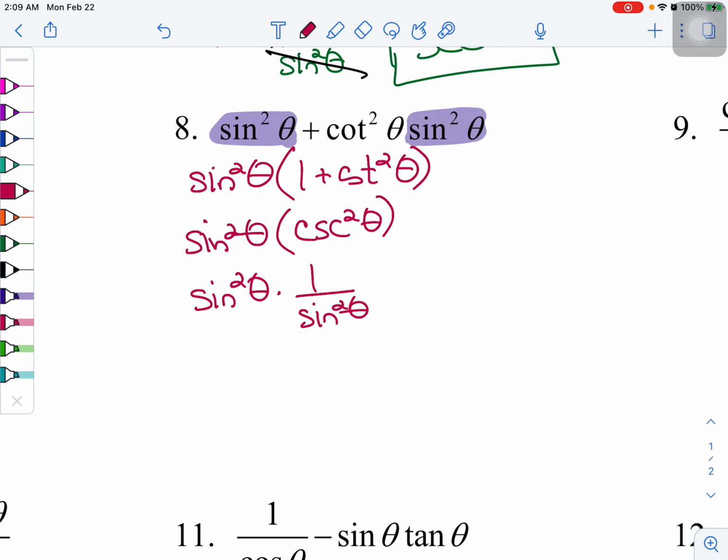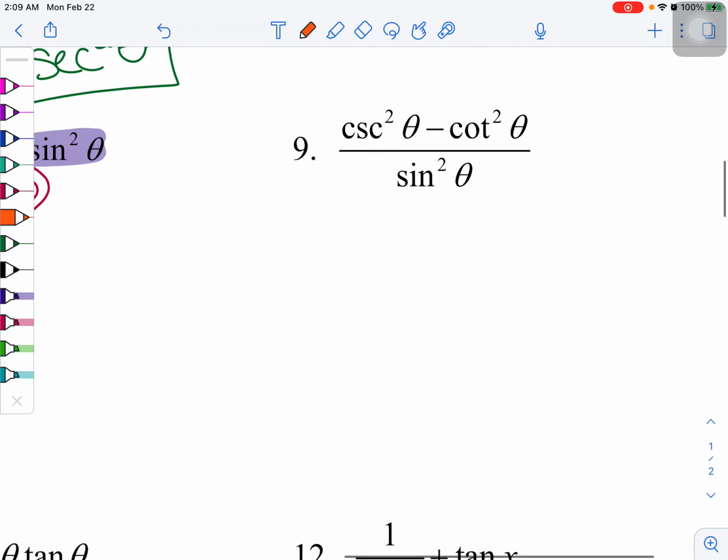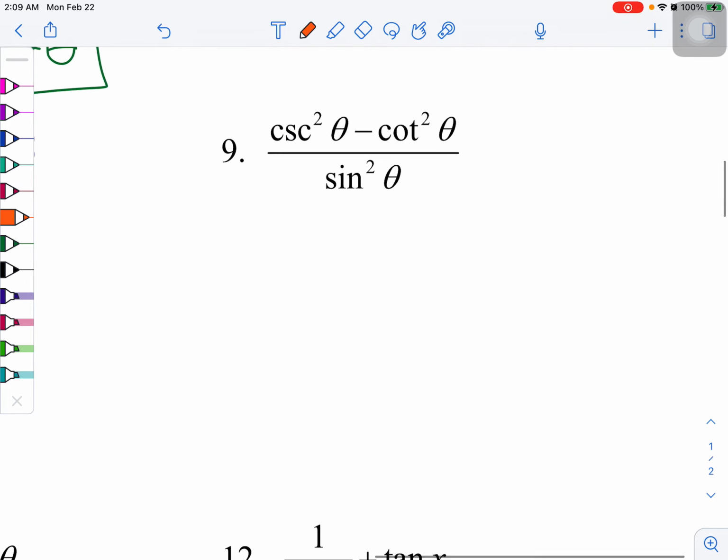So sine squared theta times cosecant squared theta, which can be replaced with the reciprocal, 1 over sine squared theta, and the sines cancel. Sine squared theta, all of it completely cancels out, divides out, leaving you just 1. All right, and sometimes that happens. All right, problem number 9.